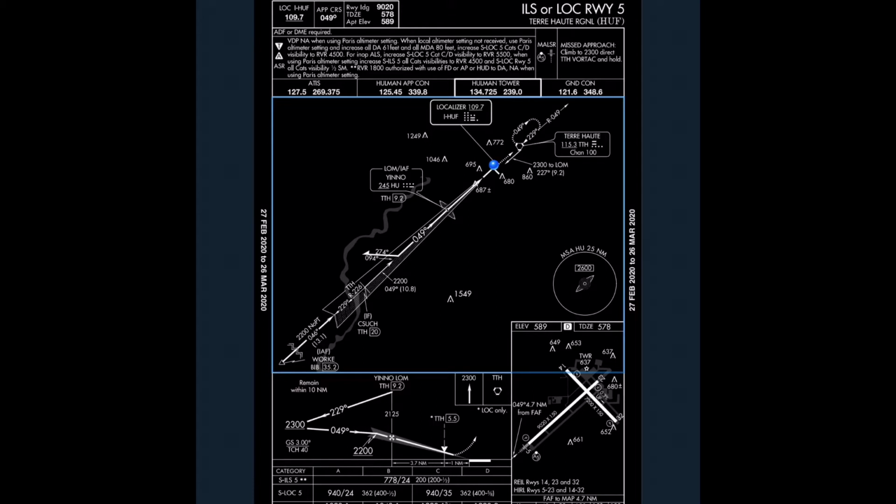And when the local altimeter setting is not received, we're going to have to use the Paris altimeter setting, and this also would have to increase our decision altitudes, all decision altitudes, by 61 feet, and all minimum descent altitudes by 80 feet.